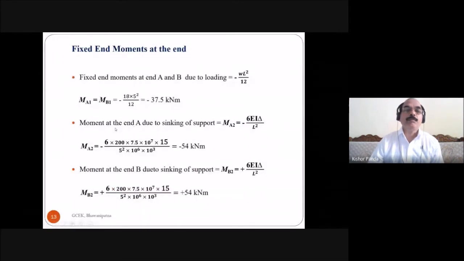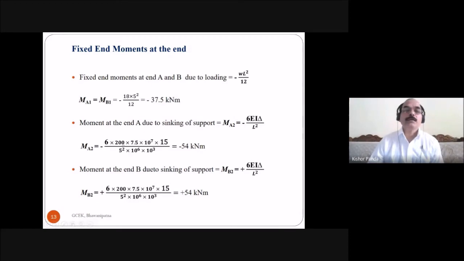Similarly, find out what is the fixed moment at the end A due to sinking of support. So due to sinking of support, find out what is the fixed moment at the end A and B. So first here you find out what is the fixed moment at A due to sinking of support. So here you take MA2, due to sinking of support. MA2 is equal to minus 6EI delta by L square.